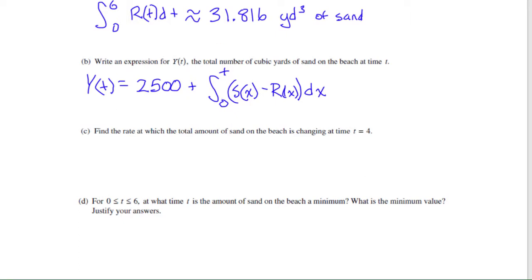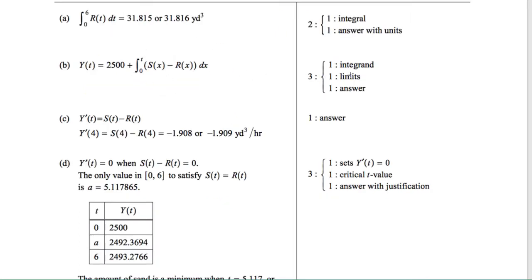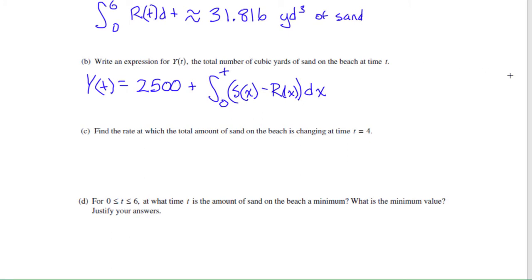Yeah, and then let's look at the solution guide really quick. So one point for the integrand, which means the inside part, one for the limits, and one for the answer, which means the only thing that's left for the answer is the 2,500. So those are the 3 points for the breakdown. That might have been one of the points that one person lost.